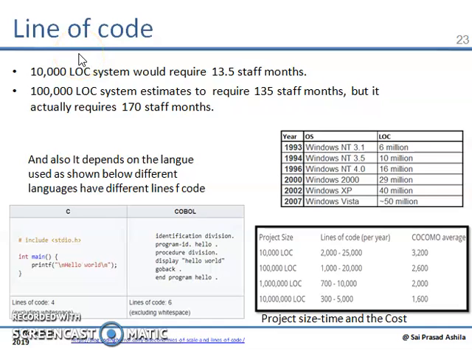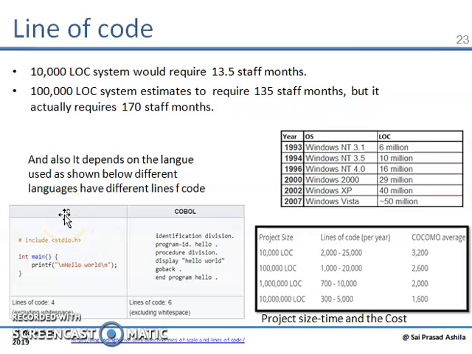I'll discuss being deceived by lines of code. It is said that a 10,000 line of code system requires 13.5 staff months, and a 100,000 line of code system is estimated to require 135 staff months, but actually requires 170 staff months. It cannot be proportionalized. Multiplying the lines of code by 10 would not make 135 staff months enough. This doesn't hold good, because this is the case where we get deceived by the lines of code.